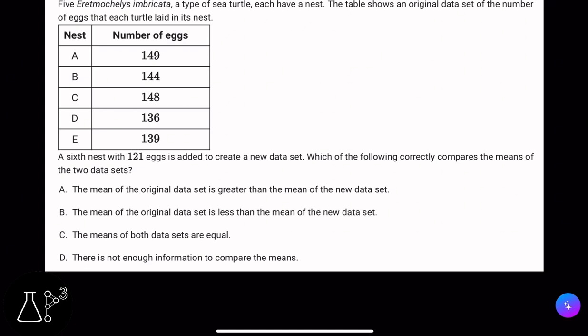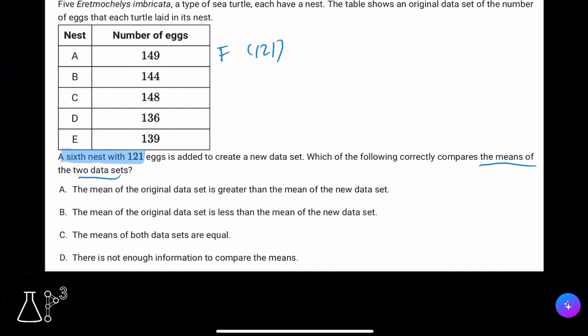So I'm given that there's a 6 nest that is 121 with the nest that's given in the graph, and I'm given 5 nests: 149, 144, 148, 136, and 139, and we're gonna have F if we add the 6th one, which would be 121. And we're comparing the means of both data set A and data set B. Well, we can do one of two things. We can understand the rule, or we can plug in numbers. Let's understand the rule first, and let's plug in numbers to make sure that corresponds.